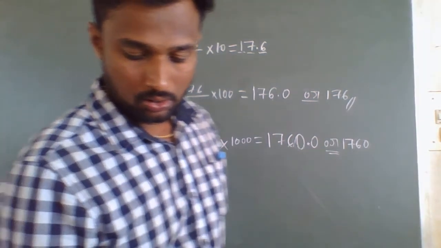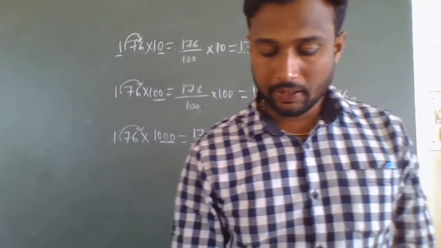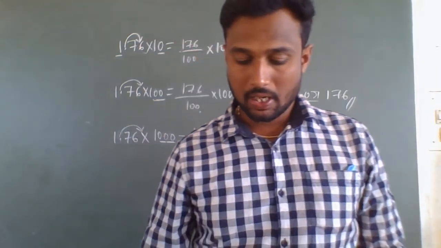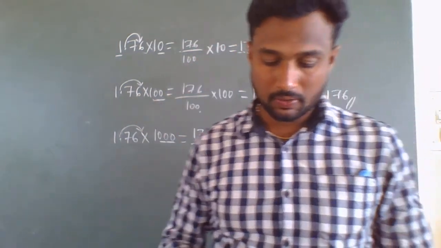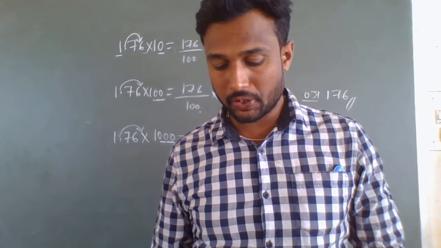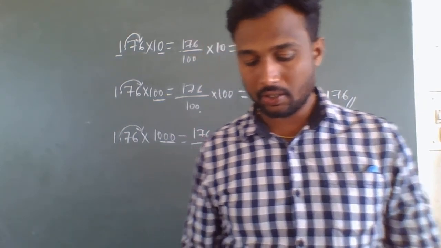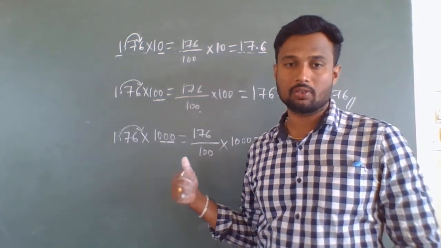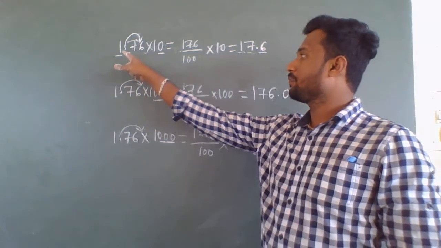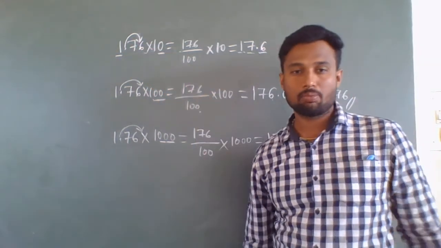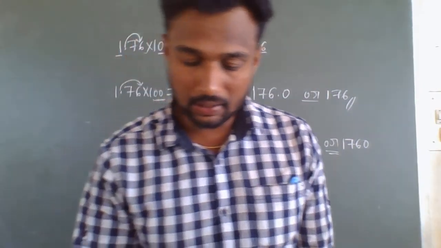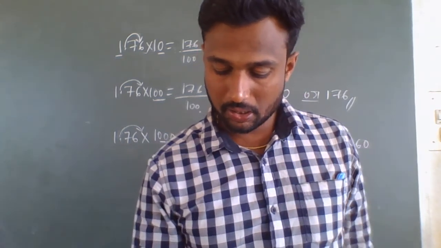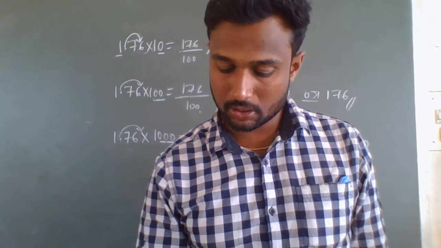In this table only, they have given some more decimal numbers, and you should multiply those decimal numbers with 10, 100 and 1000. In the next column they have given 2.35 into 10, 2.35 into 100, 2.35 into 1000. The basic thing is you should count the number of zeros here, and move the decimal point according to the number of zeros. So try to multiply the given decimal numbers with 10, 100 and 1000, and they have given some examples, so try to solve those examples.